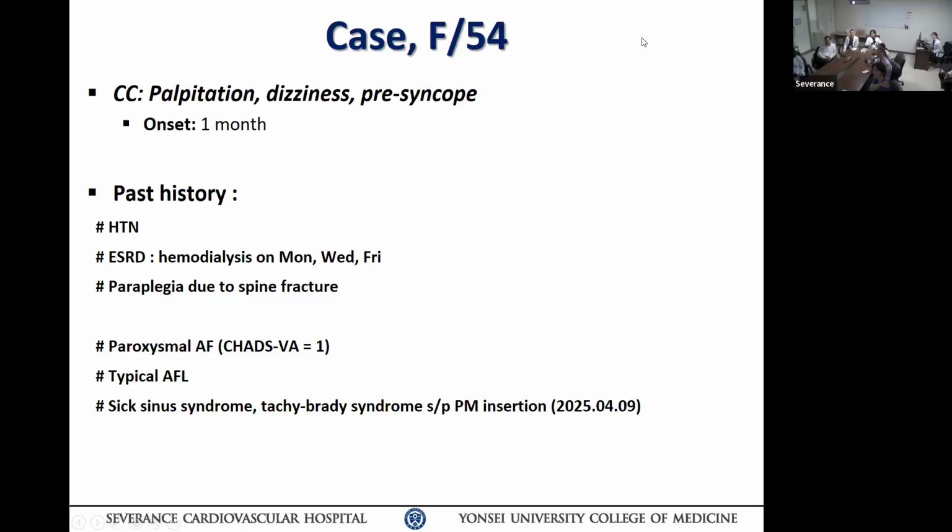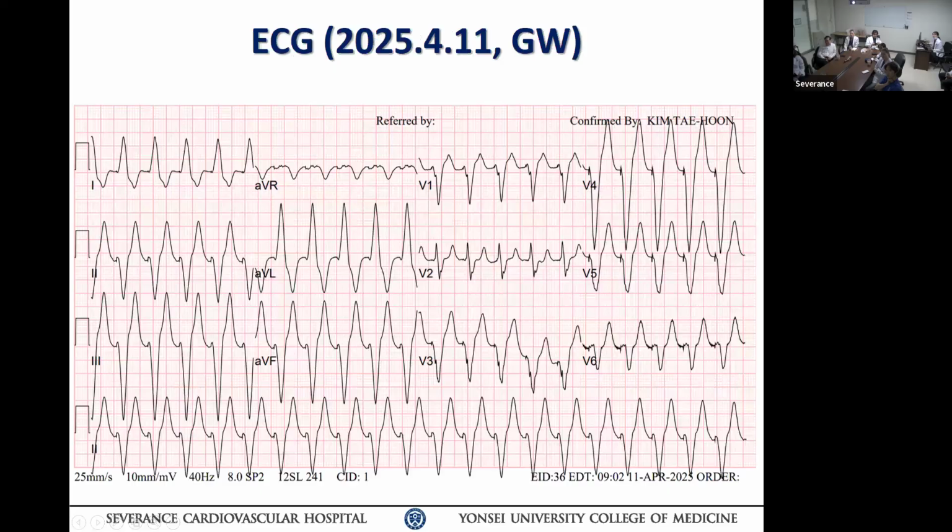She was a 54-year-old female. She had palpitation, dizziness, and pre-syncope symptoms from a month ago. Her past history was that she had hypertension and she was on hemodialysis due to ESRD, and she was a bedridden, paraplegic woman due to spine fracture. She had paroxysmal AFib, which has a score of 1, and she had typical A flutter and sick sinus syndrome, tachycardia syndrome. And she had a pacemaker insertion done on April 9th, 2025. So this EKG was after the pacemaker insertion.